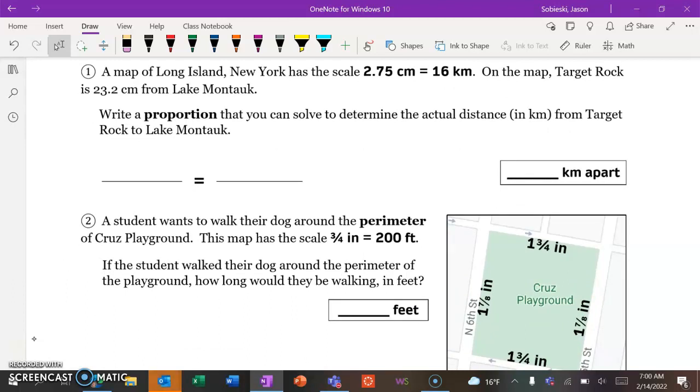So like number one, it tells you that a map of New York has a scale of 2.75 centimeters is worth 16 kilometers. So again, just like we did before, since they want us to use a proportion, we'll get you set up with that first. So we're going to take our scale and just make it our first fraction in our proportion. And that'll help you see where you need to plug in the rest of the values that they give you.